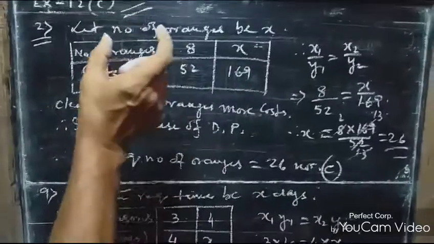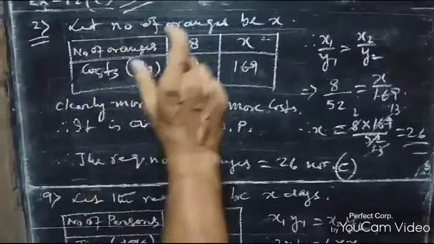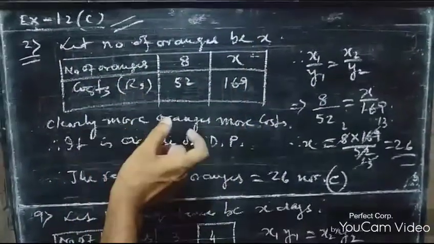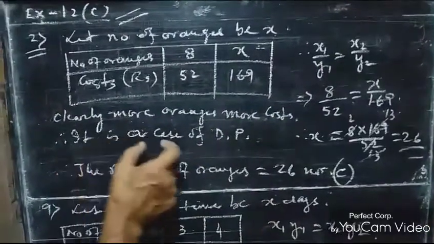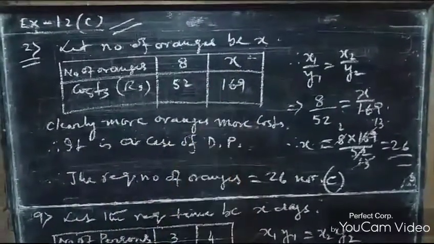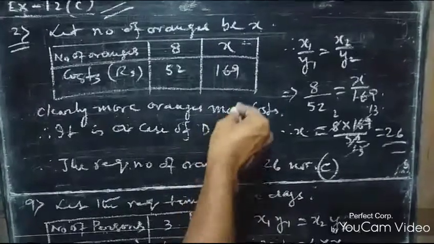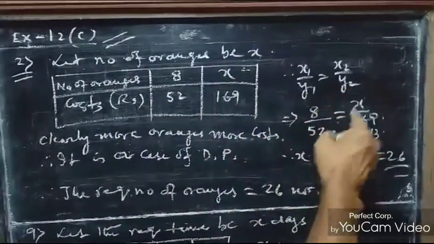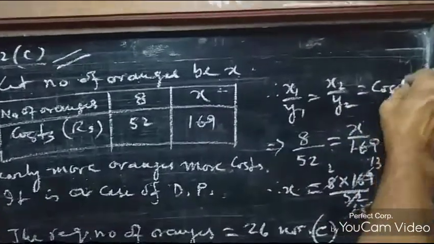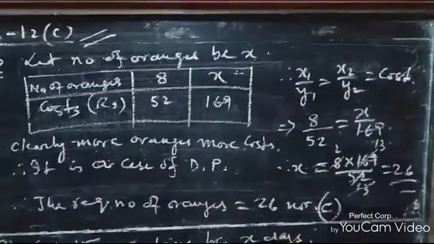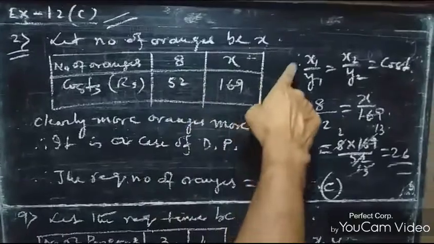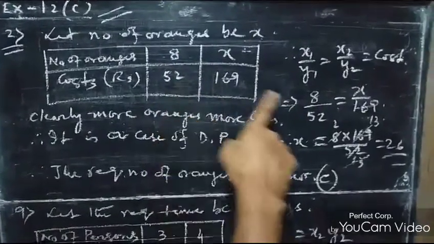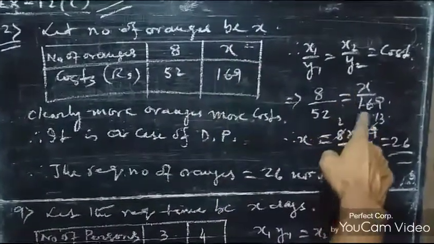If the number of oranges is higher, the cost will be higher. That is, more oranges, more cost. So it is actually a case of direct proportion. We have already learned direct proportion. If it is, then x1 by y1 equal to x2 by y2 equal to constant. We have already learned this in our previous exercise. So putting the values over here, x1 equal to 8 by 52 equal to x by 169.